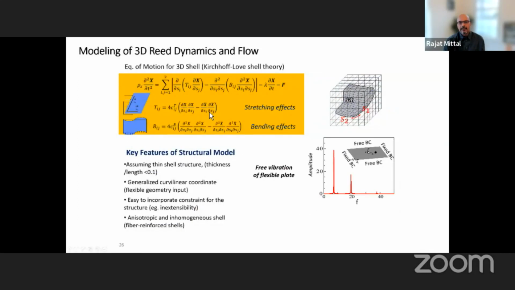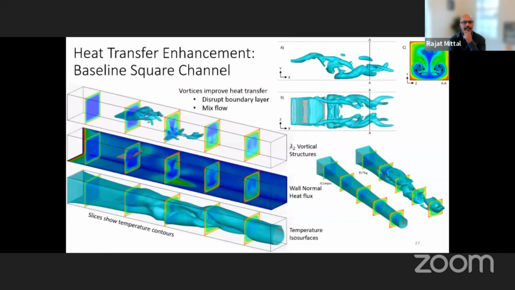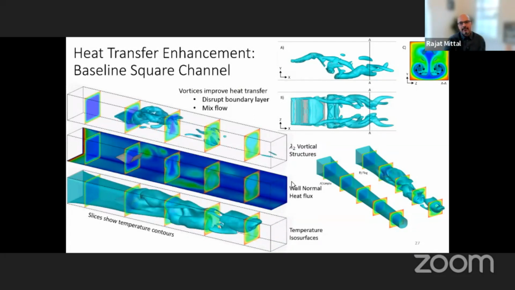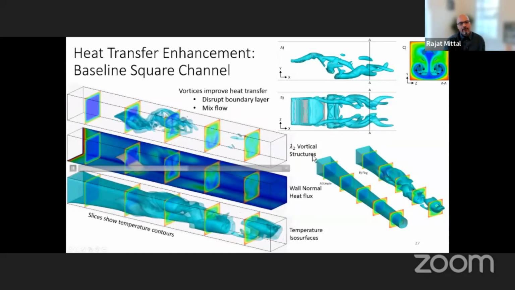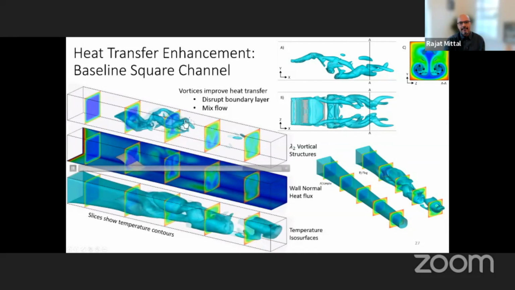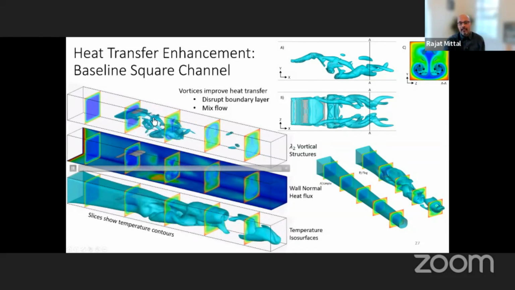So this is the whole model for the structural deformation in 3D. It's a finite element solver for the structural deformation of this membrane. Again, the details are there in published papers. What I would like to do is show you some of the results. So here are some of our results of the 3D membrane in a duct. So this is the heated duct and flow from left to right. And what we are showing here is all the vortices that are created due to the flapping of the duct.